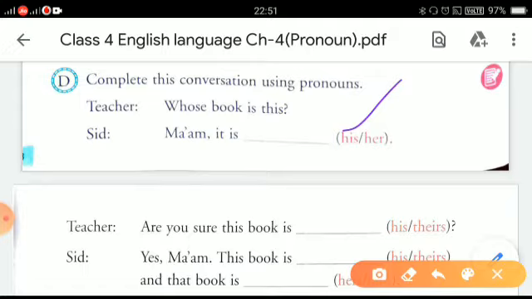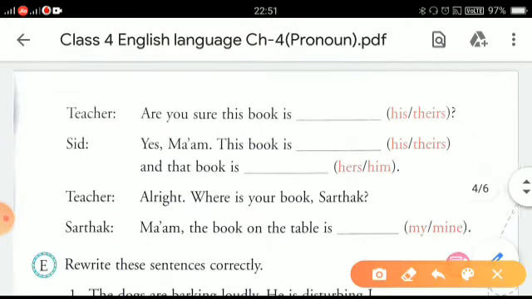Teacher: are you sure this book is his? With a question mark. Sid: yes ma'am, this book is his. And that book is hers. Again the teacher says, all right, where is your book, Sarthak? Sarthak replies, ma'am, the book on the table is mine.